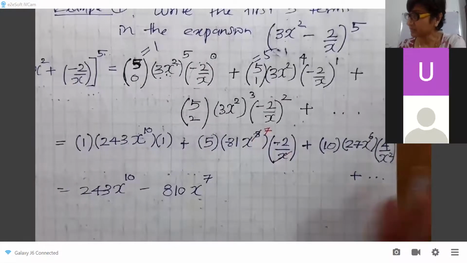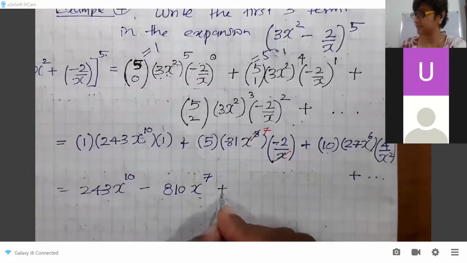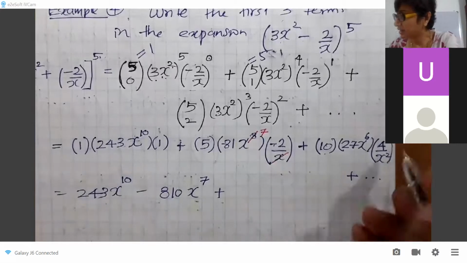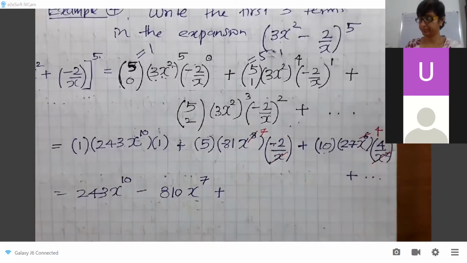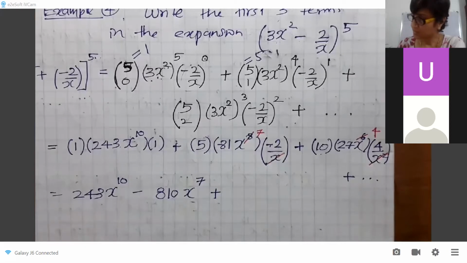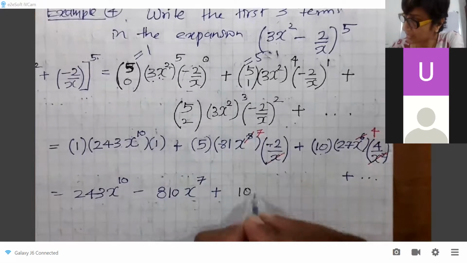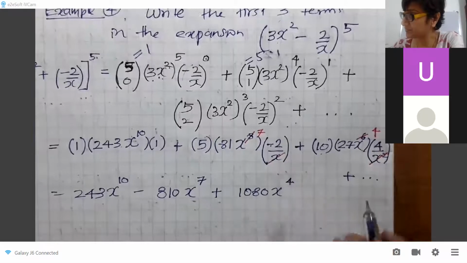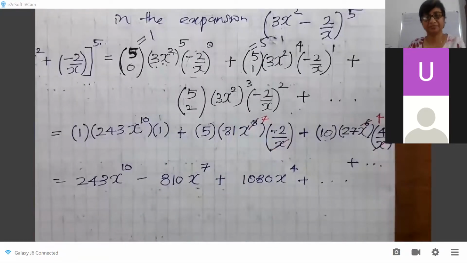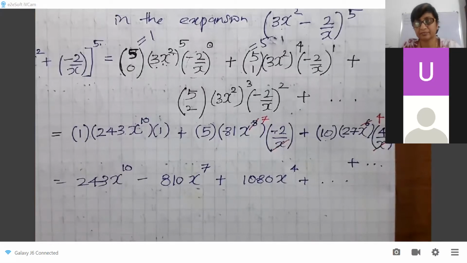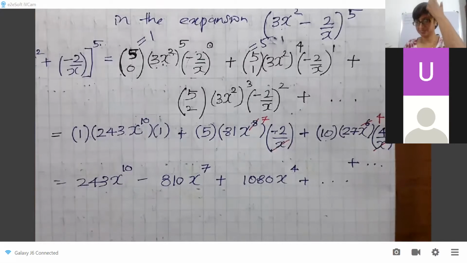Okay, is this term plus or minus? That term is plus. I can simplify x squared with this, it will become x to the power of 4. 10 times 27 times 4, 1080 x to the power of 4. That's it, plus dot dot dot. Did you understand? Yes, miss. Okay, so that's how you do it when they ask you to find only the first few terms, you just apply the theorem.